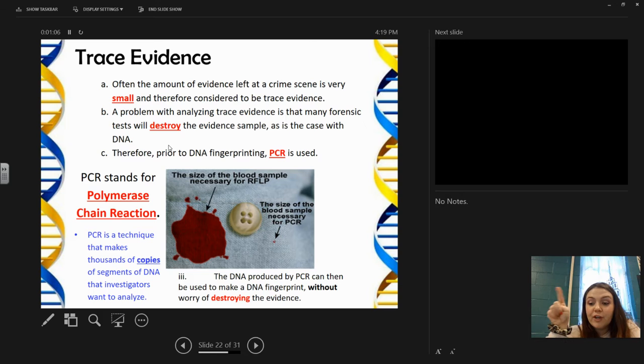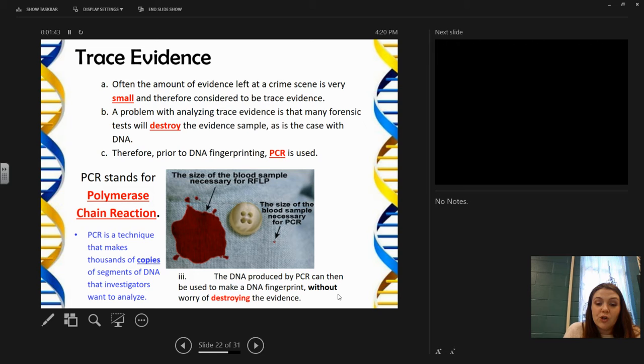Therefore, prior to the DNA fingerprinting, they do this test, PCR. PCR stands for polymerase chain reaction. Polymerase chain reaction is a technique that makes thousands of copies of the segments of DNA that investigators want to analyze. So basically, I have this little bit of DNA, and I don't want to run out of it in the multiple tests I might need it for, so I'm going to do PCR on it first, make tons of copies of it, so I can use it for as long as I need to. All it does is copy the DNA strand, so we don't run out of it.